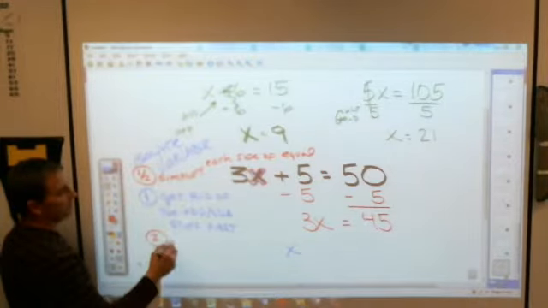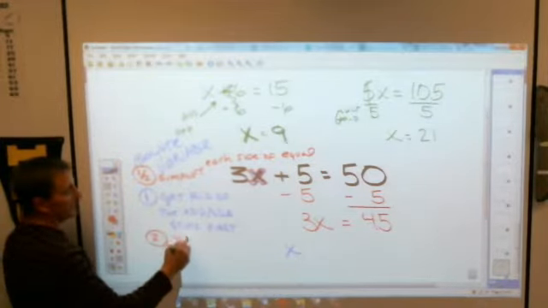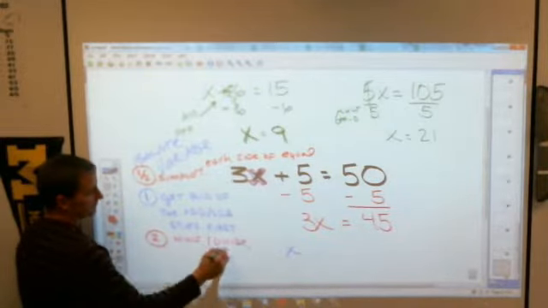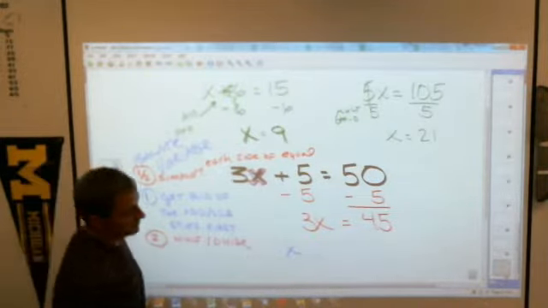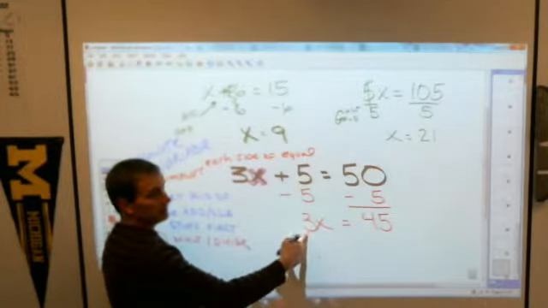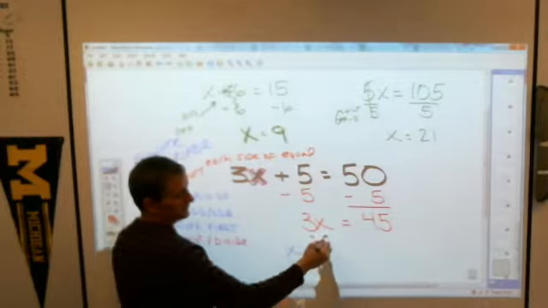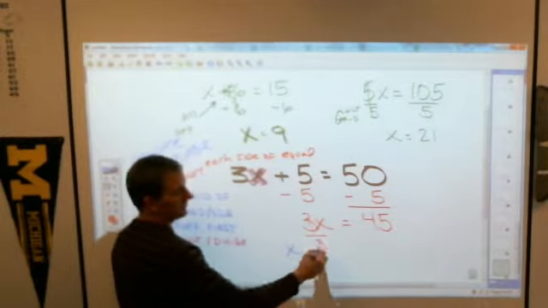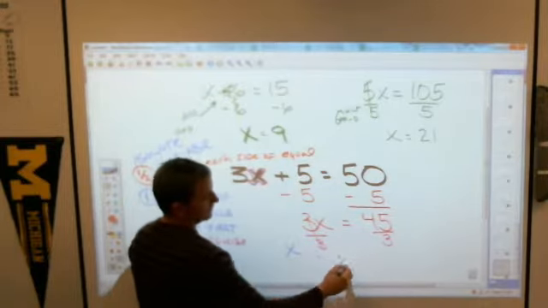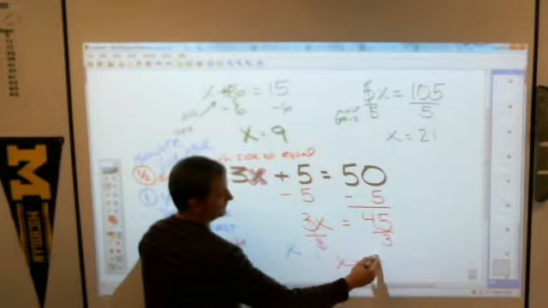And then back to number 2, you need to do the multiplying and dividing stuff. By the way, once you get into this, it's really pretty simple. How do I get x by itself? This is 3 times x, the opposite of times. Divide by 3. 45 divided by 3, take my word for it, is 15.